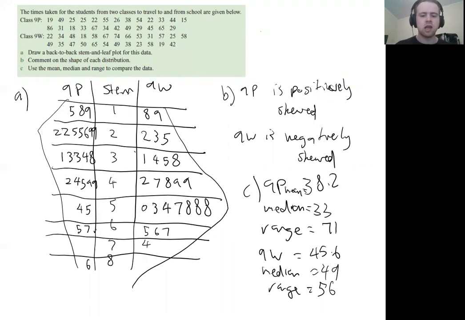So what do these information pieces give you? So here again for 9W, the median is higher instead of lower than the mean. So that shows us that we have that negative skewing. The median is shifted, or the number of data points are shifted to the bigger numbers. So the median is going to be bigger than the mean. We also have a smaller range. So the gap between the highest and the lowest is much smaller for the 9W class than it was for the 9P class.